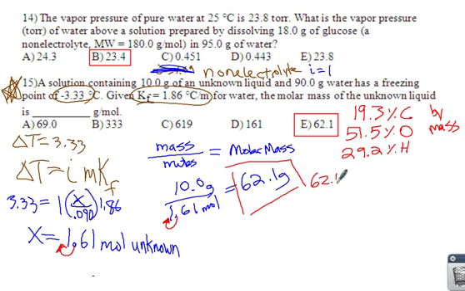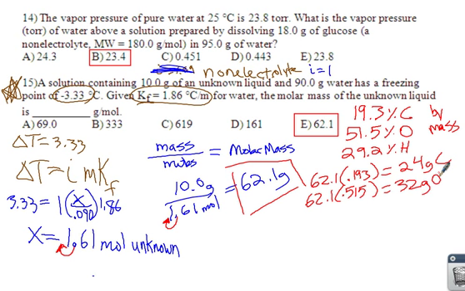62.1 times 0.193 ends up being about 24 grams of carbon. 62.1 times 0.515 ends up being about 32 grams of oxygen. And then 62.1 times 0.292 ends up being, where is it? About, where'd it go? There it is. About 6 grams of hydrogen. Is that right?